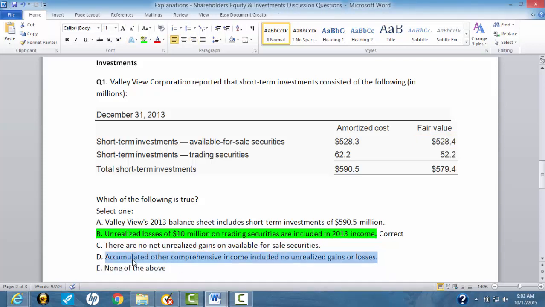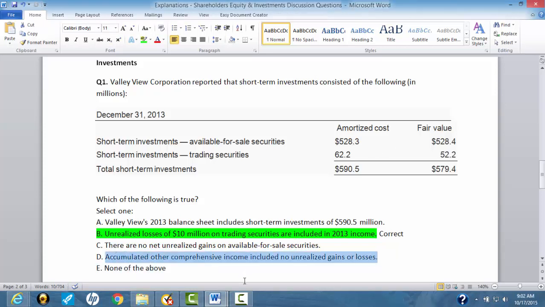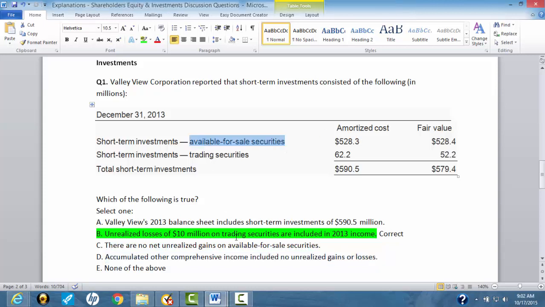Let's look at D. Accumulated other comprehensive income included no unrealized gains or losses. Now, unrealized gains or losses for available for sale securities are reported in accumulated other comprehensive income. So if there is an unrealized gain of 0.1, then D cannot be true. Indeed, accumulated other comprehensive income would have the unrealized gain of 0.1 for available for sale securities. So let's look at the correct answer.